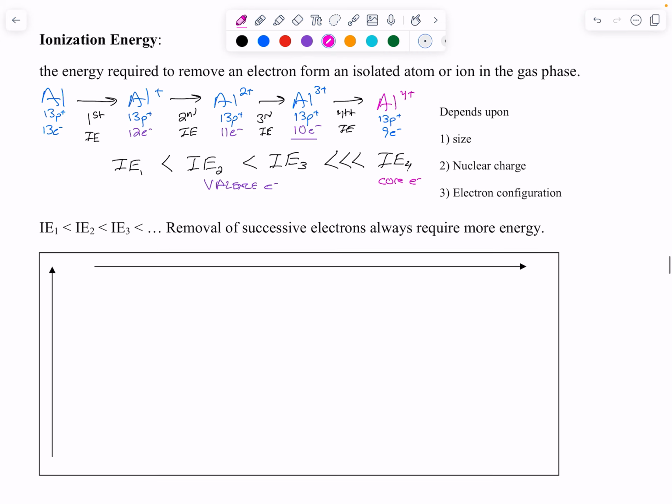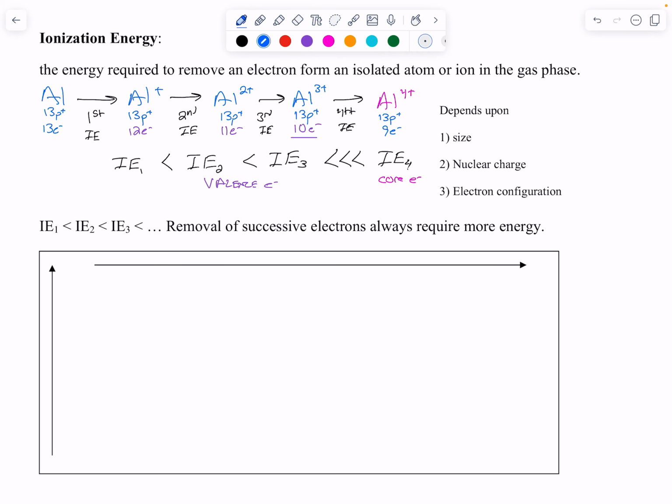Okay, so what is the trend here? As we go from left to right, so hydrogen to helium, lithium to neon, ionization energy increases as we go from metals to non-metals across a period. So it always increases.